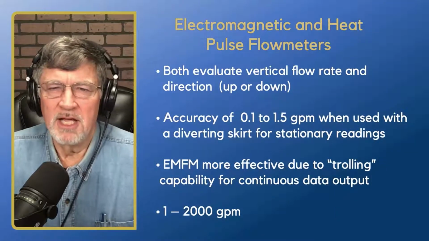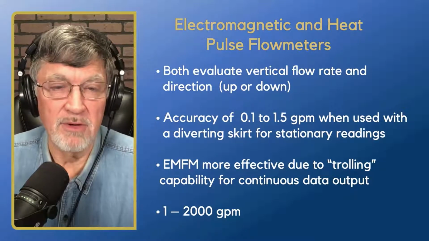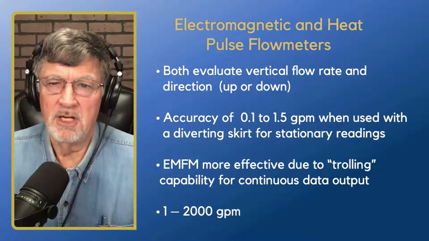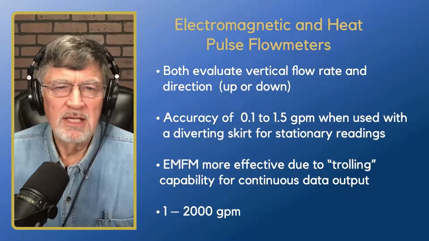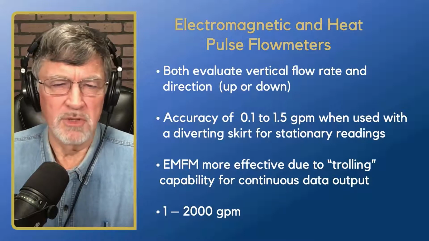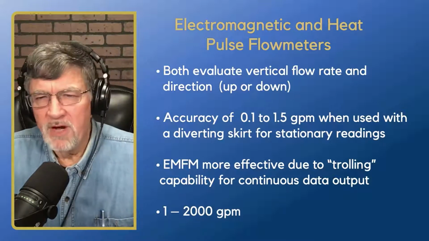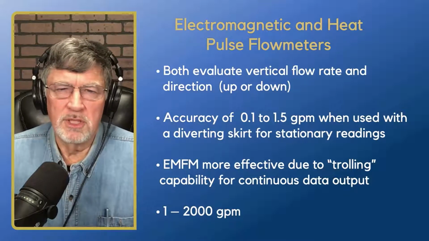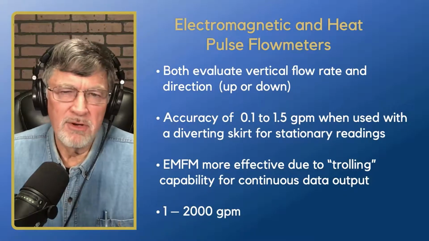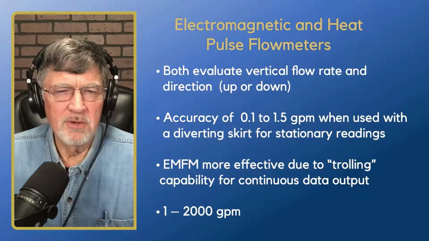Both electromagnetic and heat pulse flow meters can evaluate vertical flow rate in up and down directions, so not just inflows, but flow rates up and down. And normally in wells, we're going to get some component of vertical flow, so they can measure that. They have an accuracy of 0.1 to 1.5 gallons per minute when used with the diverting skirt for stationary readings. And so fairly good accuracy there.